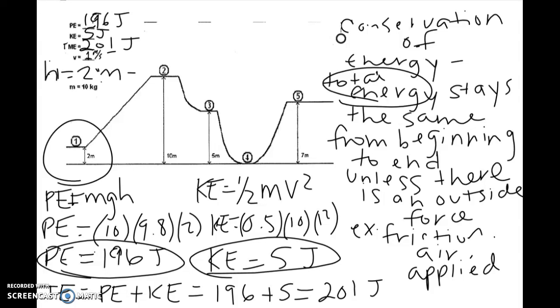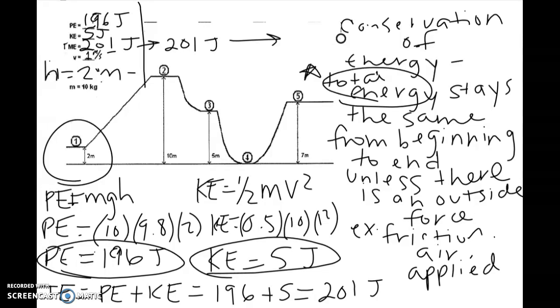Okay, so the only thing that I know that can remain the same throughout this roller coaster is my total energy. So I'm not going to solve for any more of this roller coaster problem, but if I did move on to part 2 of the roller coaster, the only thing that's going to remain the same is my total energy of 201 joules. That will remain the same throughout this entire roller coaster.